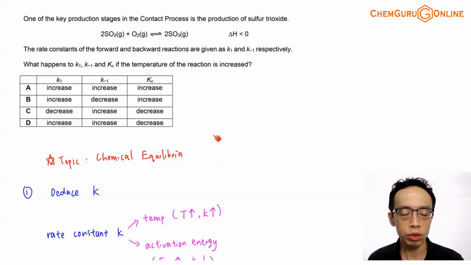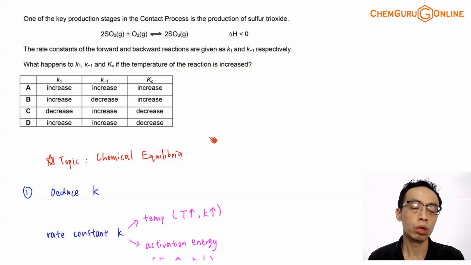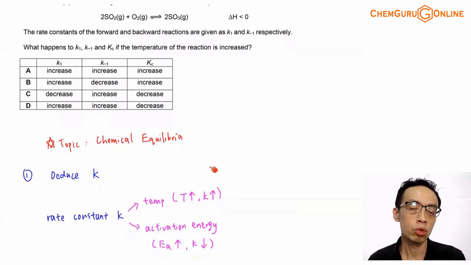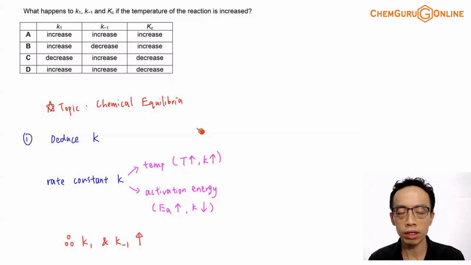The topic tested in this question is actually under chemical equilibria, since it is targeting the equilibrium constant. But we also need to consider what happens to my rate constants K1 and K minus 1. So let us try to deduce what happens to my rate constant first. Now it's actually fairly straightforward. We have learned this under kinetics.